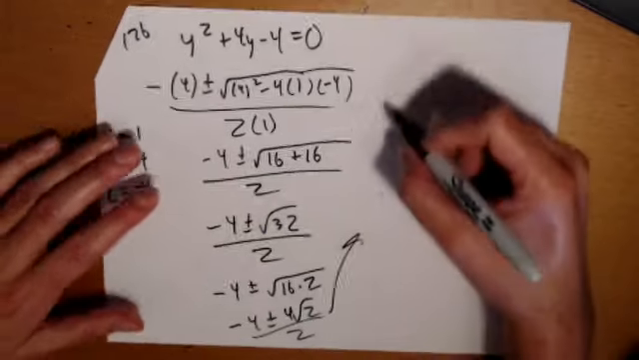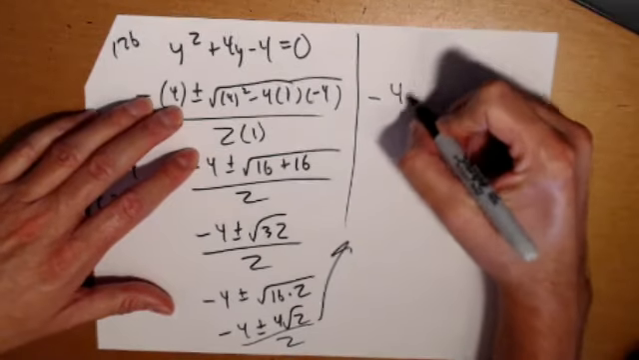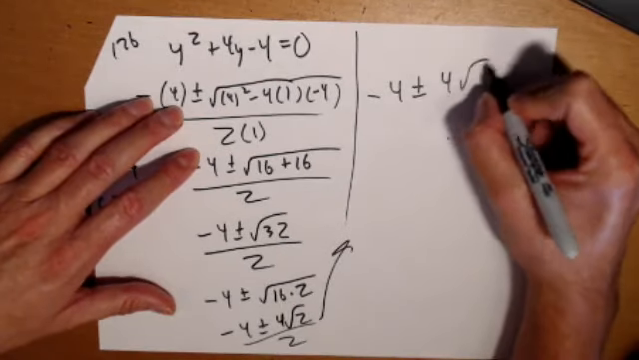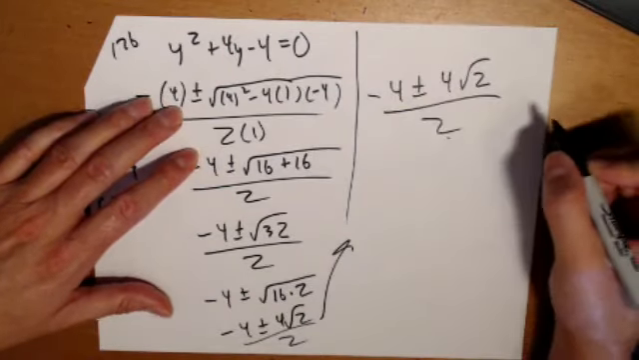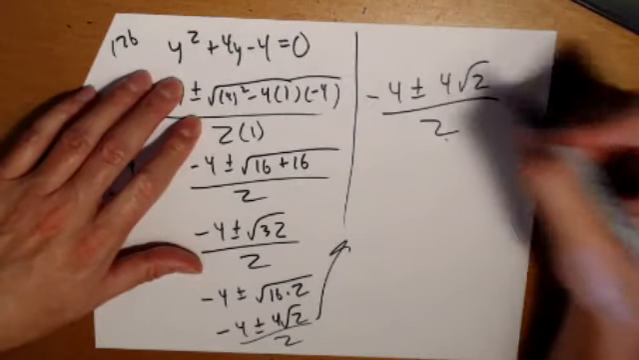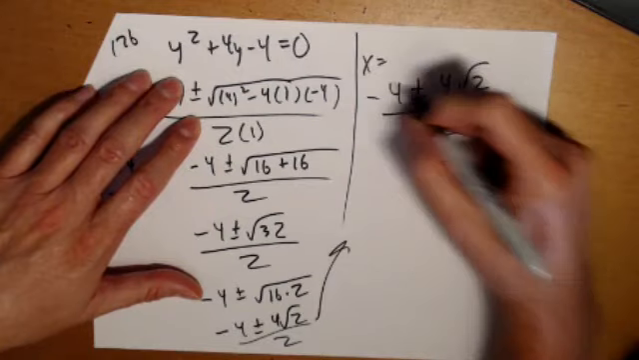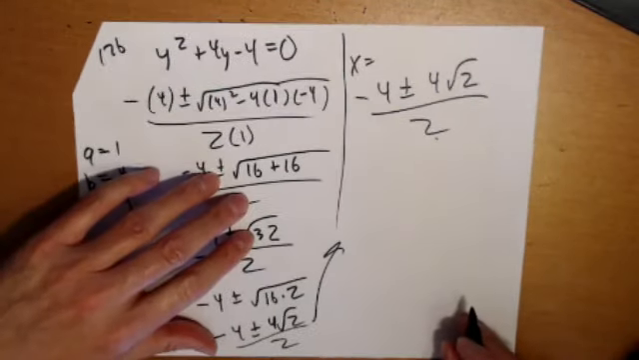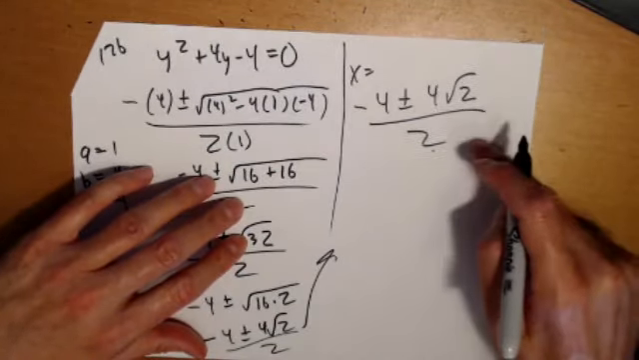So bring this over here. Negative 4 plus or minus 4 root 2, all over 2. So maybe you want to even say x equals that. So x equals this mess. Okay, so it's almost done, but then you say, can I reduce?